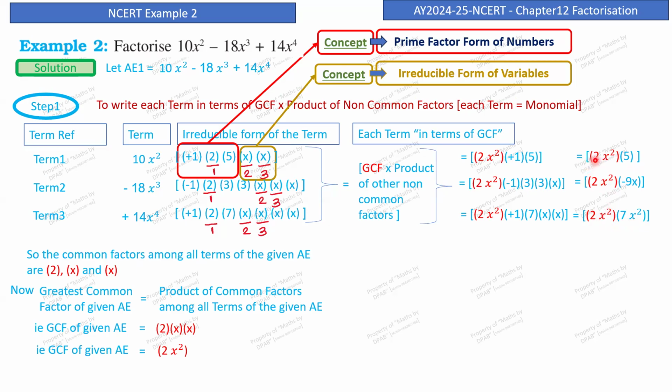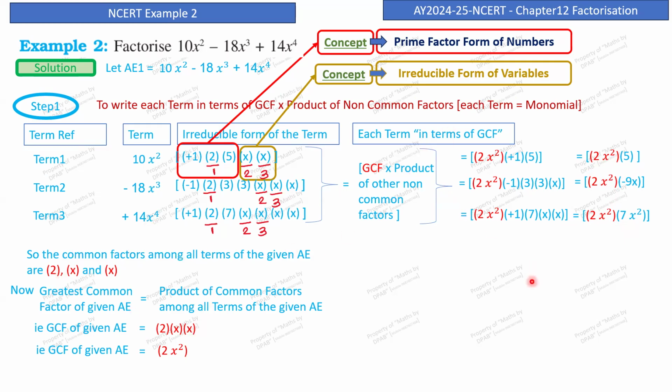I'm sorry, I think I have just made a mistake. 2 into x to the power 2 into 5. 2 into x to the power 2 into minus 9x. 2 into x to the power 2 into 7x square. Like this, the fastest student will straight away write. They will not be writing all these steps.